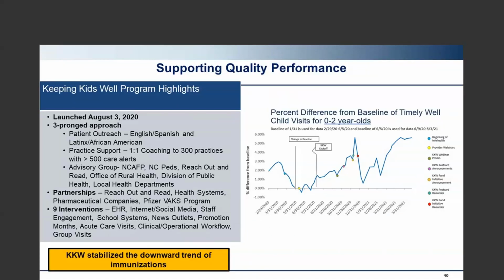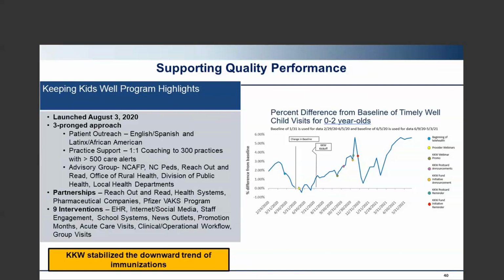Our partners, CCNC and NCAHEC, use their practice coaches to work one-on-one with 300 targeted practices who had over 500 care alerts. And we established an advisory group of internal as well as external key players in the well child care arena, including our North Carolina Academy of Family Physicians, our North Carolina Pediatric Society, Reach Out and Read, who encourages literacy for beneficiaries at their physician offices, as well as our sister divisions and local health departments.